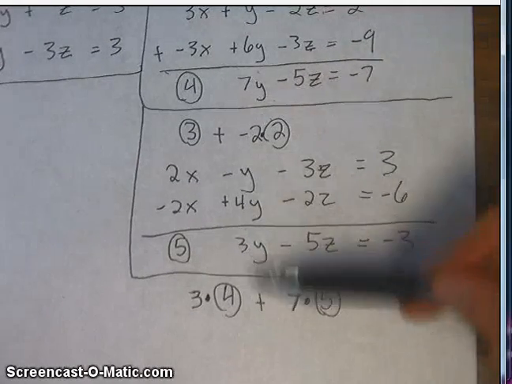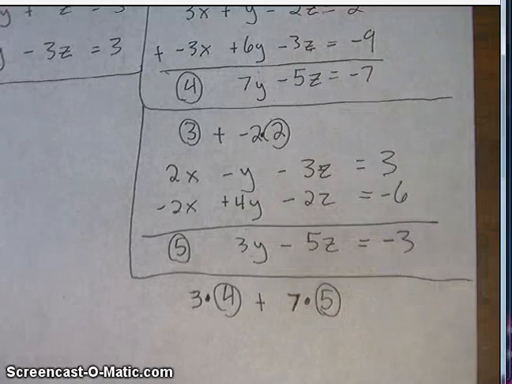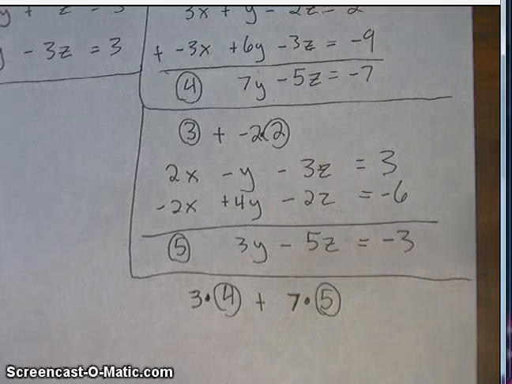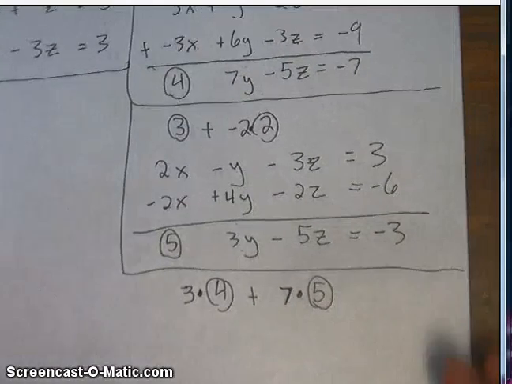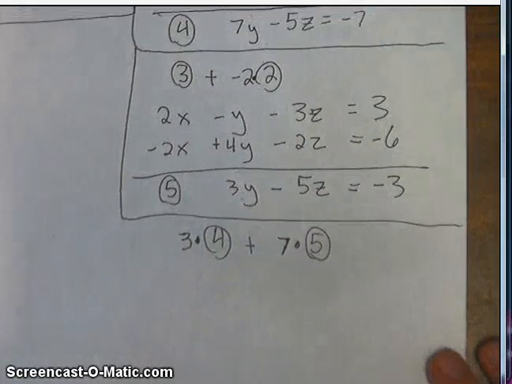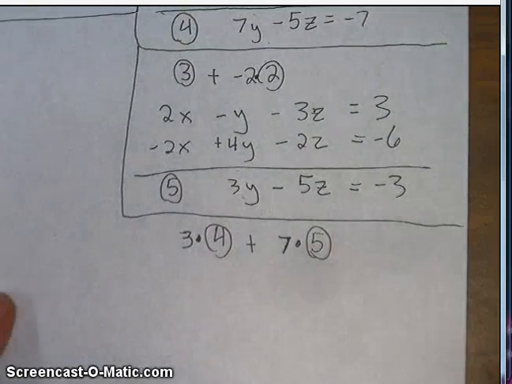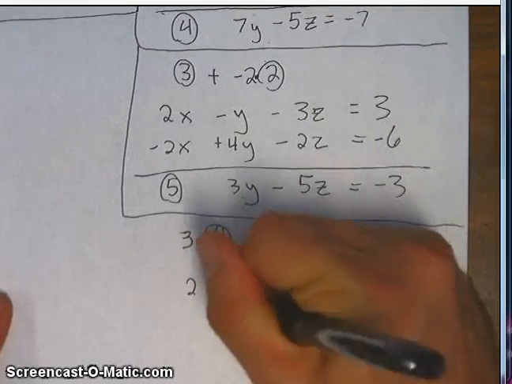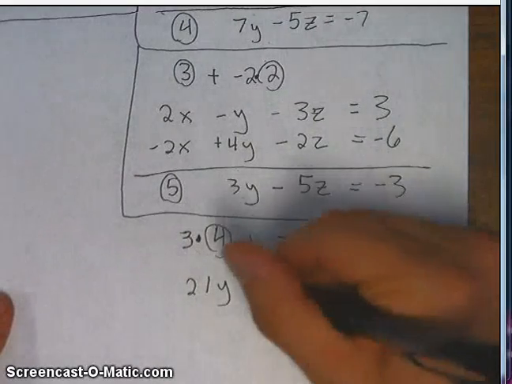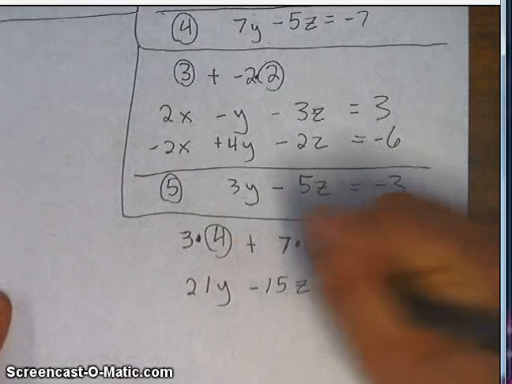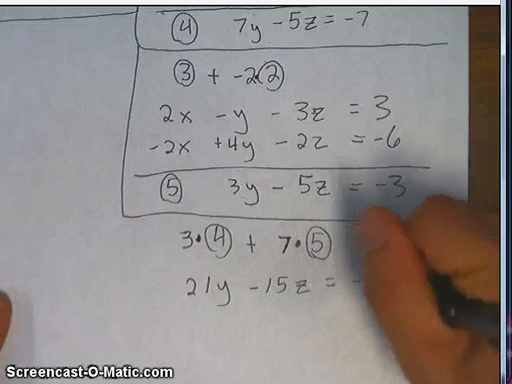So I just took the other value in front of the y and I multiplied the equation by it. And let's see what happens when we do that. So 3 times equation 4 would be 3 times 7 is 21y. 3 times negative 5z is negative 15z. And then 3 times negative 7 is negative 21.